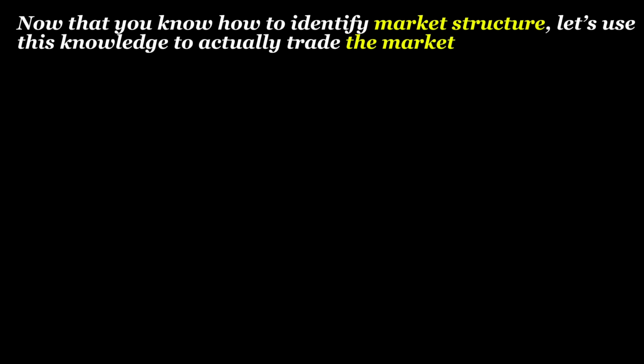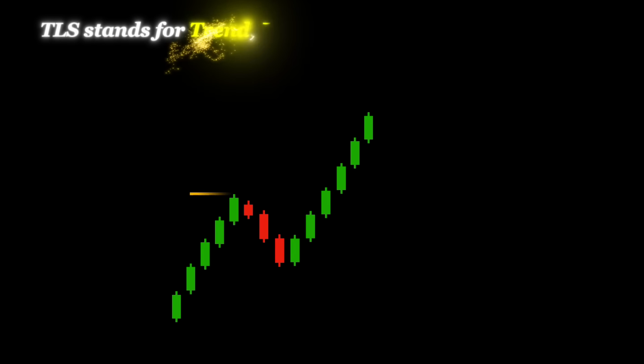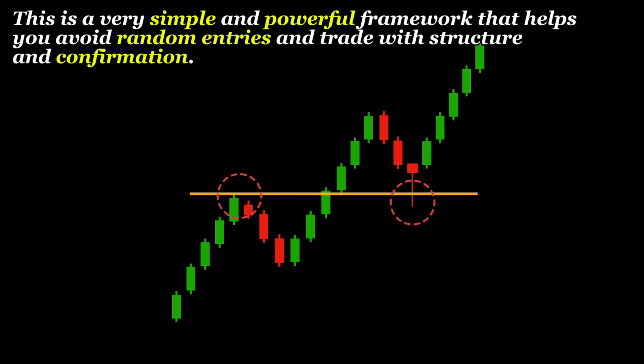Now that you know how to identify market structure, let's use this knowledge to actually trade the market. We'll start with the first strategy, which is the TLS method. TLS stands for trend, level, and signal. This is a very simple and powerful framework that helps you avoid random entries and trade with structure and confirmation.